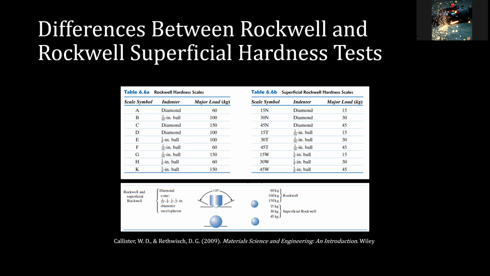Each test uses different scales, with Rockwell using letters such as A, B, and C, while superficial tests use designations like 15N, 30N, or 45T. The Rockwell test is better for assessing metals and alloys, while the superficial test is more appropriate for delicate materials.